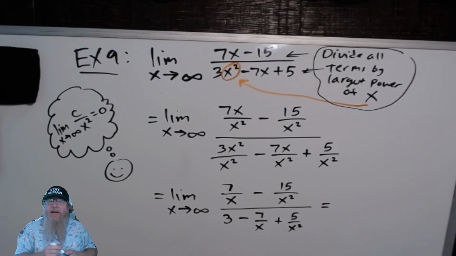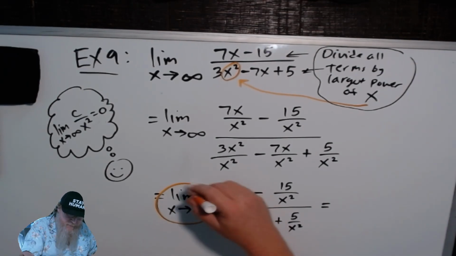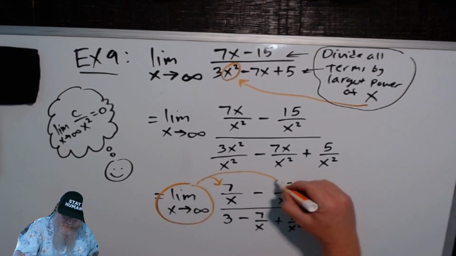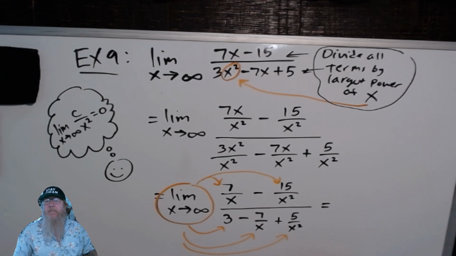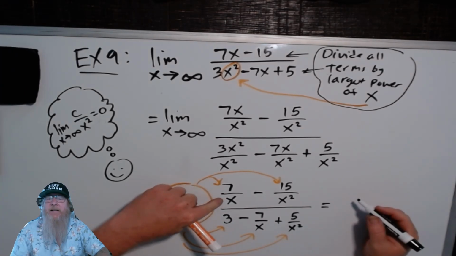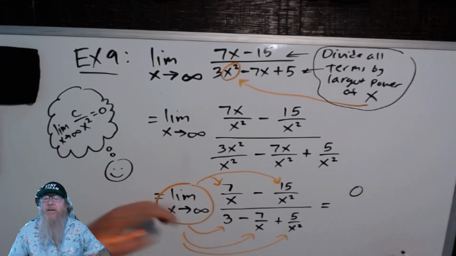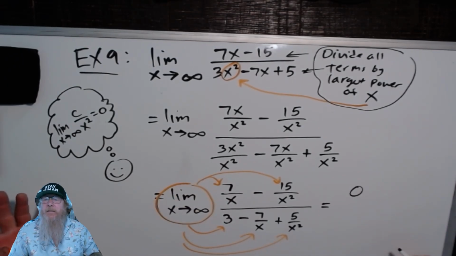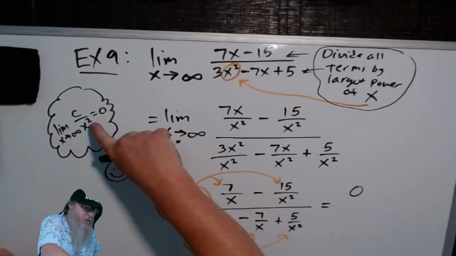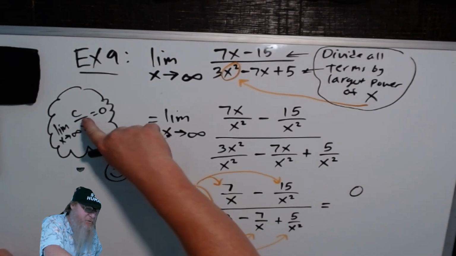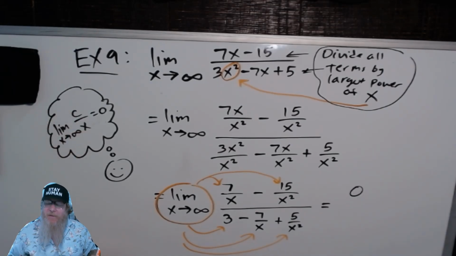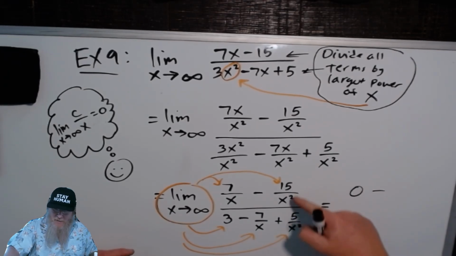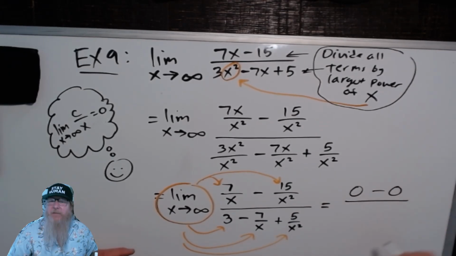All right. And now we're going to apply the limit to each one of these terms. So the limit of 7 over x is 0. By the way, this is true for x squared, it's also true just for x. A constant over x is still equal to 0. A constant over x squared is also equal to 0.